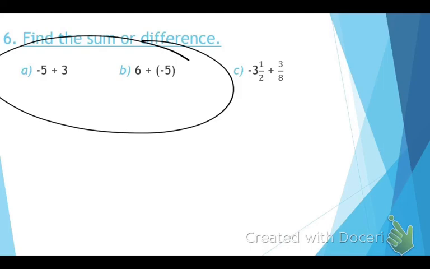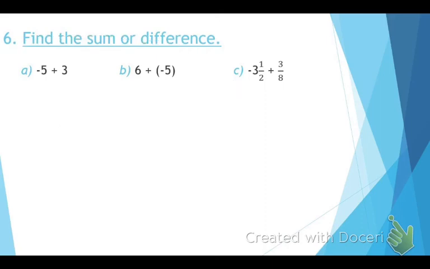Once you've answered just A and B, please go ahead and stand on your chair or beside your chair. All right, hop down for me, guys.